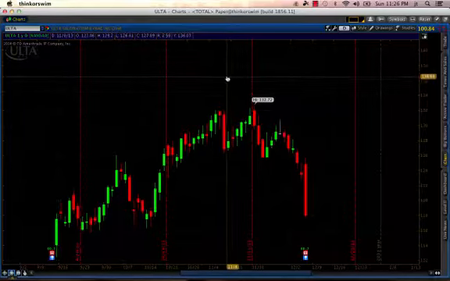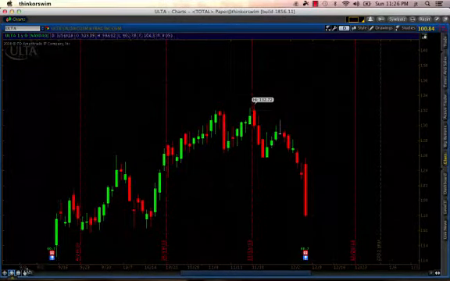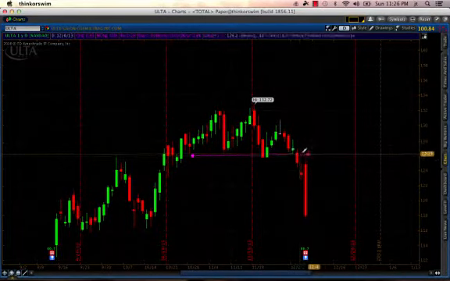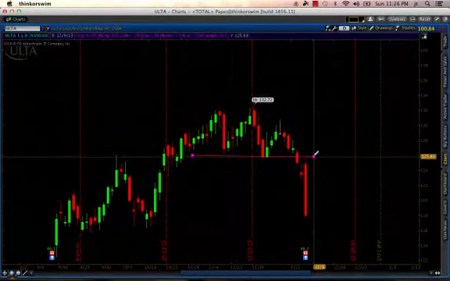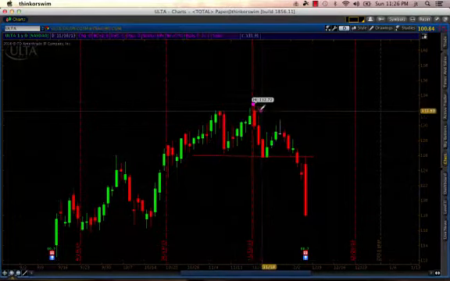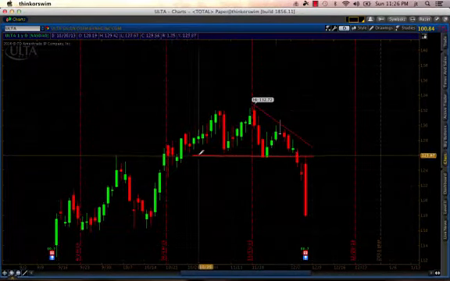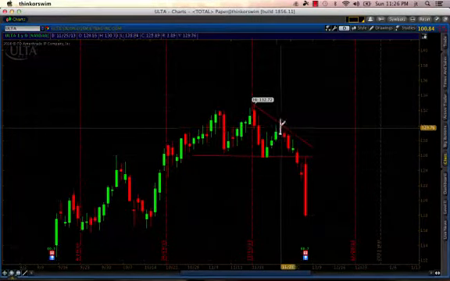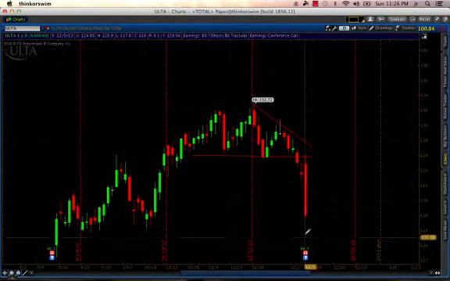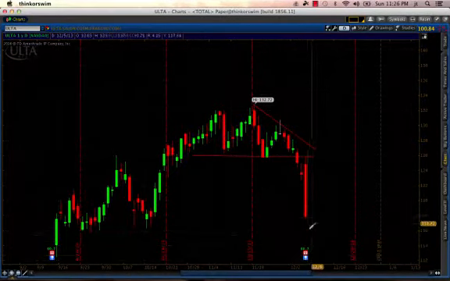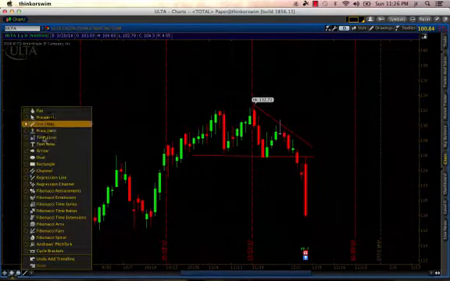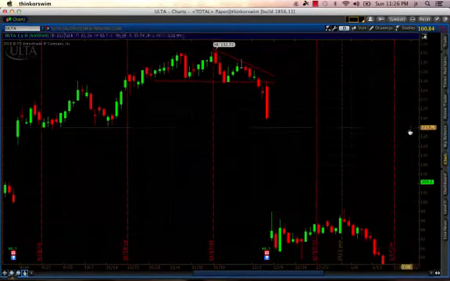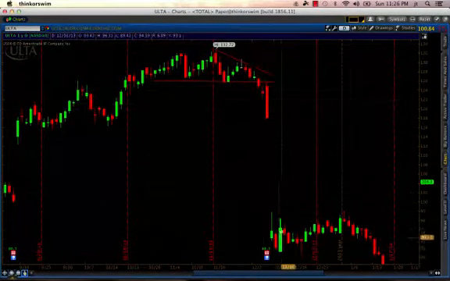This is a daily example of the stock ULTA, and this is a descending triangle. Here we have our bottom, which it touches, and here is the descending part. So the stock traded in this range and in here, and it still traded in here and broke out. But this happened on an earnings report, and it made the stock go down. But as you can see, it still made the trend and went down.